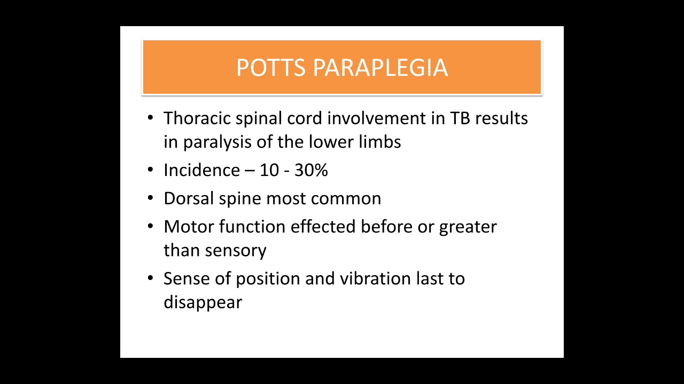So hence, when the pus or the abscess or the granulation tissue compresses the spinal cord from anterior to posterior, motor function gets affected before and to a greater extent than the sensory system. So in a TB spine which is going on to become a Pott's paraplegia, when a patient walks in, never just check the sensory examination and say that the patient is doing okay because his sensory system is intact. In a TB spine particularly, always examine the motor system.